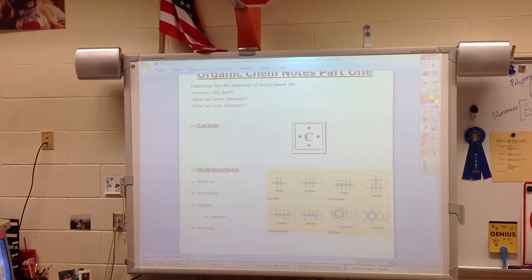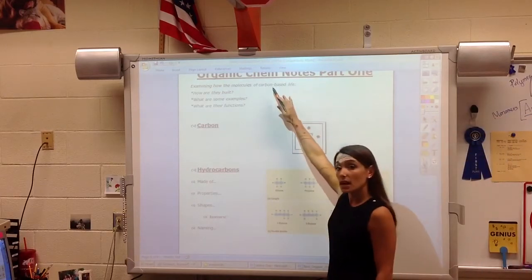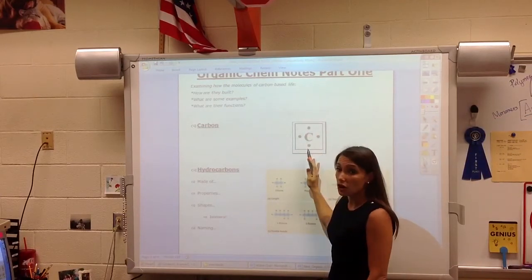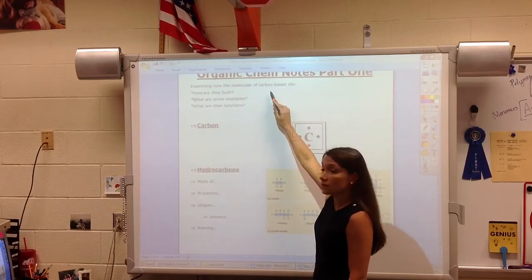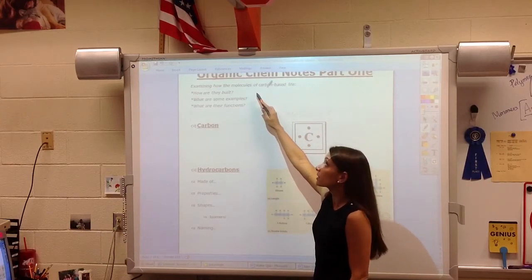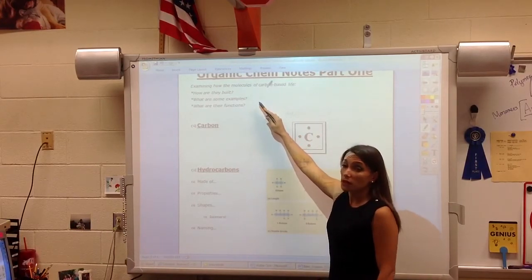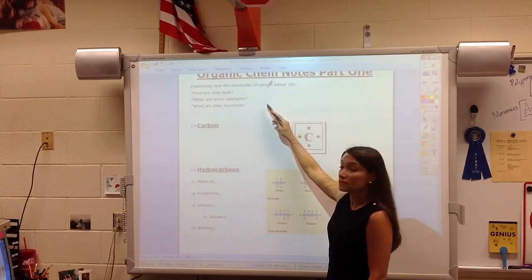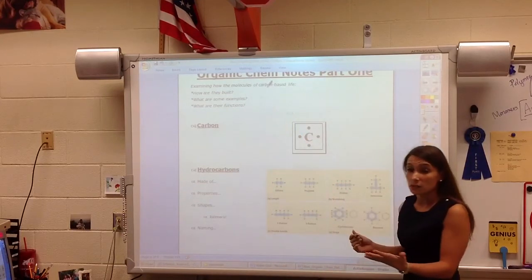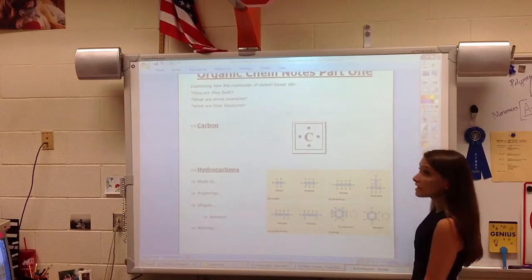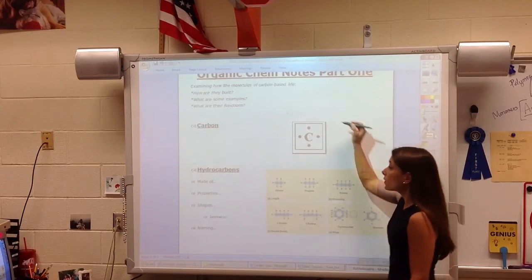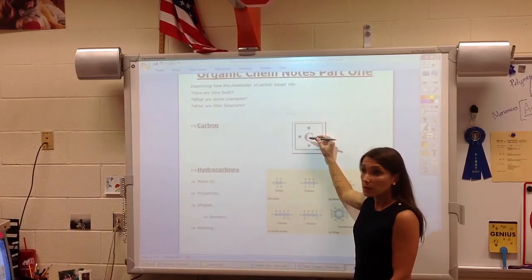At the top, you have your essential questions. When we talk about organic chemistry, we're really focusing in on carbon because carbon is found in all the molecules of living things. So we're going to be looking at how these molecules are built, examples, and the functions of these molecules, why living things need these molecules.